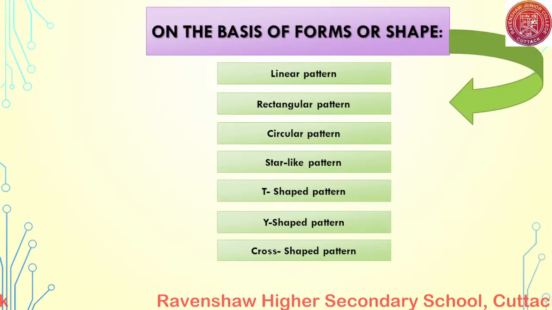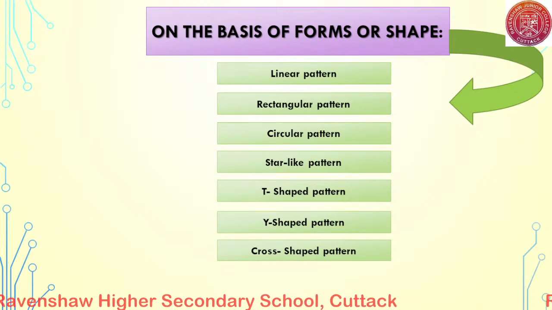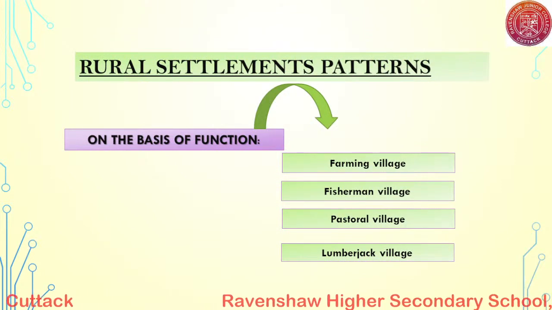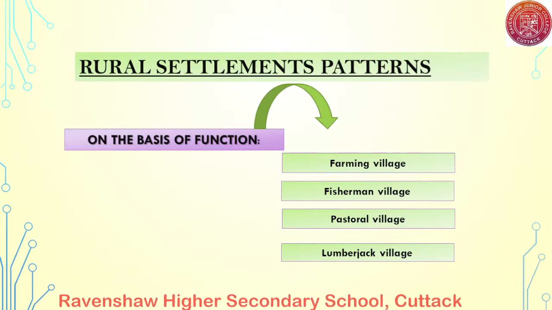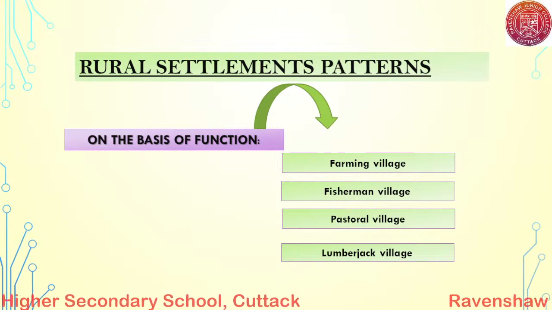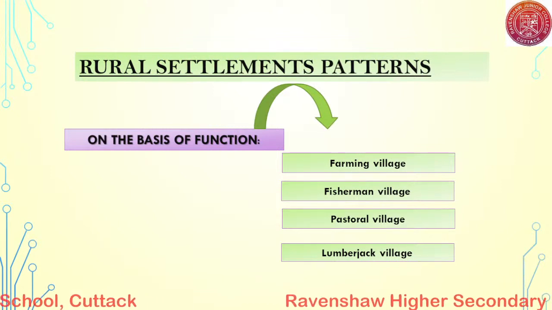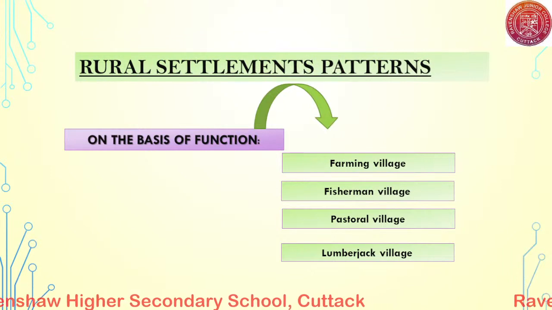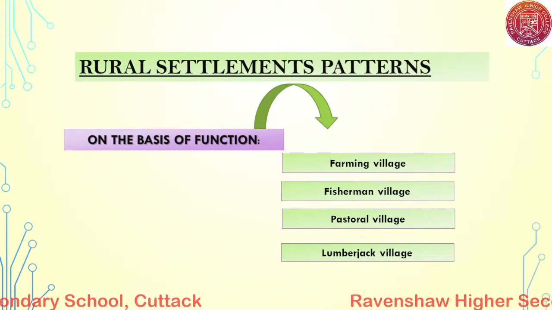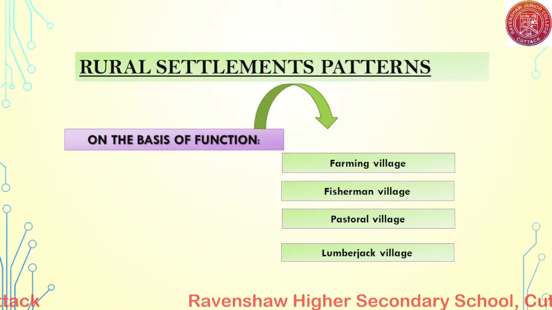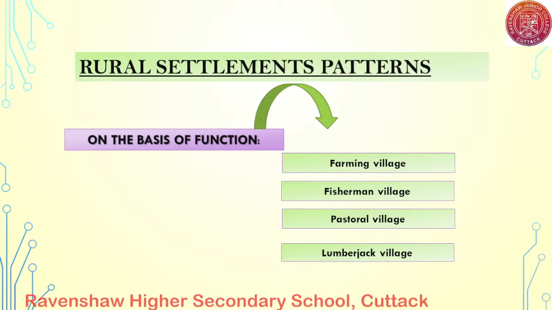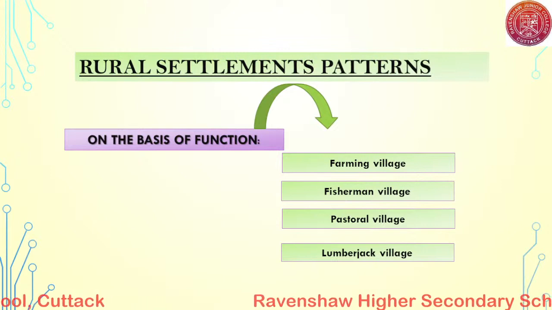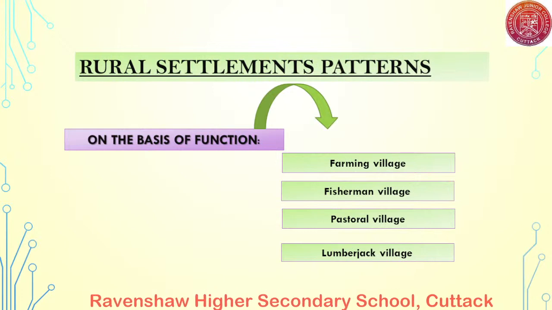Then on the basis of functions, rural settlements have different patterns, like farming village, fisherman village, pastoral village, lumberjack village. That means in this type of village, the people are specialized and mainly perform specialized functions. In a farming village, people are engaged in farming activities. Then in a fisherman village, people are engaged in fishing activities. In a pastoral village, people are engaged in pastoral activities. In a lumberjack village, people are engaged in felling or cutting trees. That is the lumberjack village. Next.